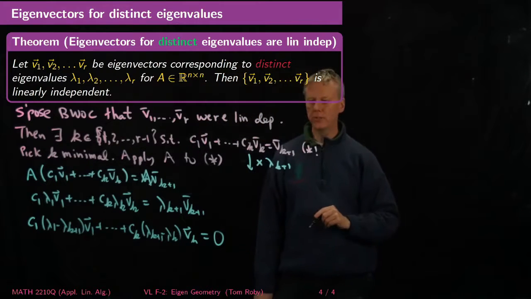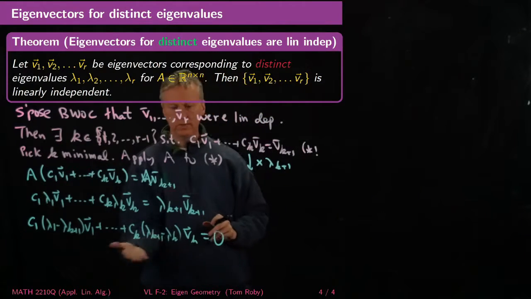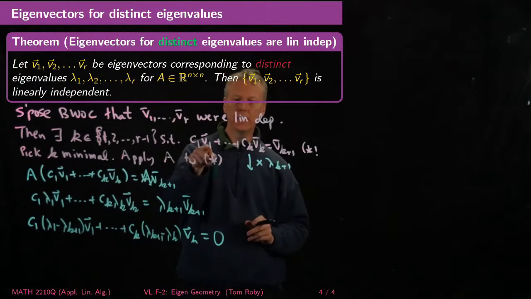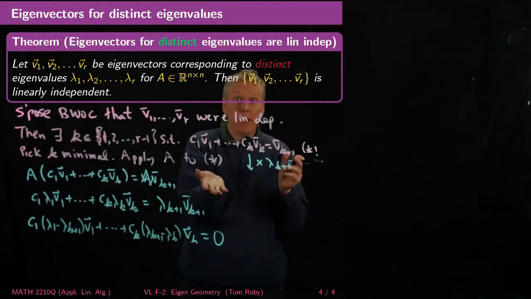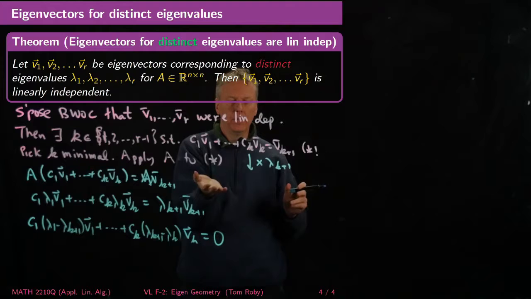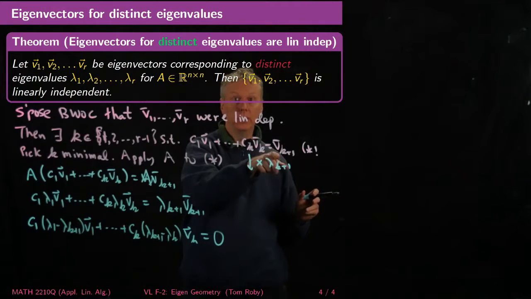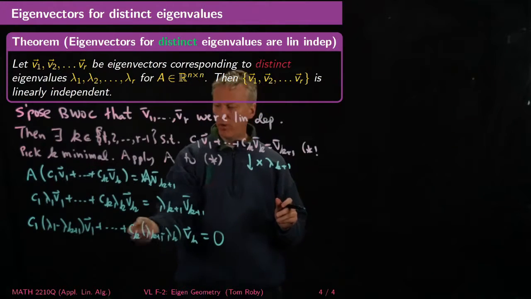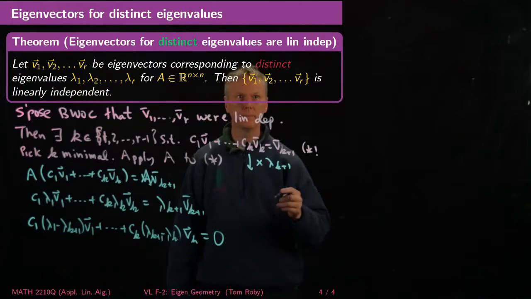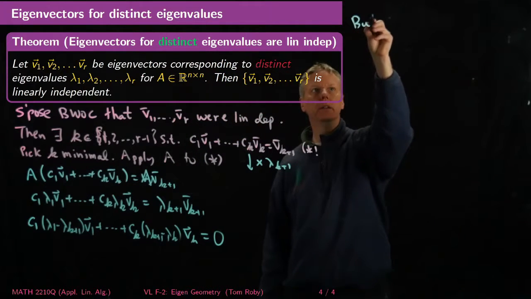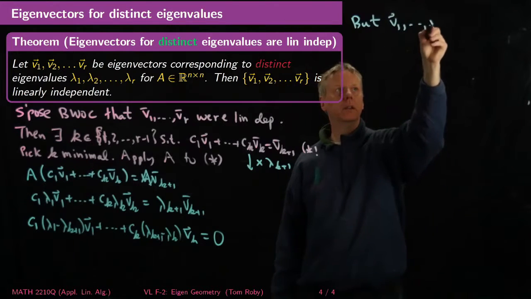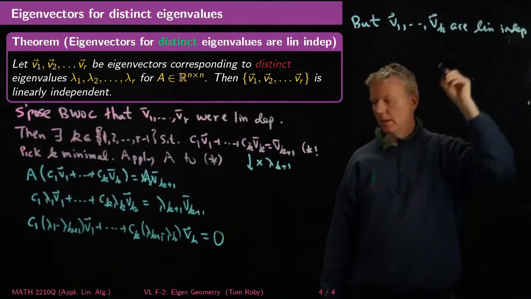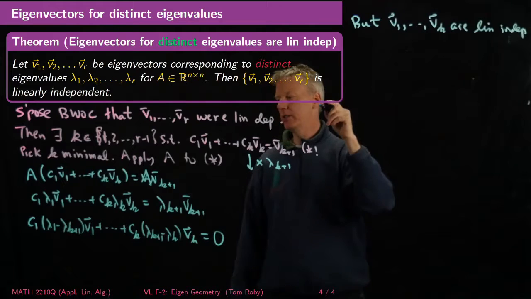Okay, so why is this so exciting? Well, this can't happen, because the fact that k was minimal meant that these vectors v1 through vk have to be linearly independent, and that this is the first time where you get a linear dependence relation. So the only way this can happen is if all these coefficients are 0. But v1 through vk are linearly independent. So what does that mean? In this dependence relation, all those things are 0.